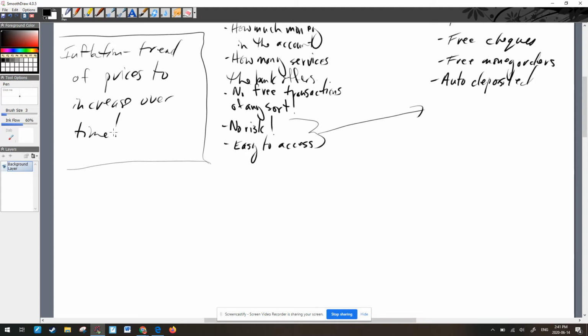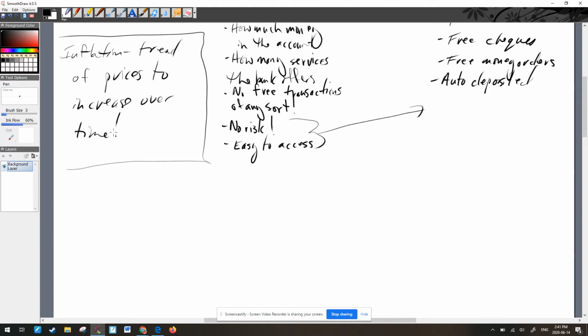Gas. I can remember when I had my first car at 16, gas cost as low as 38, 39 cents per liter, whereas now it's kind of low now, but like $1 per liter. So inflation is just the trend of prices to increase. And why does that matter?